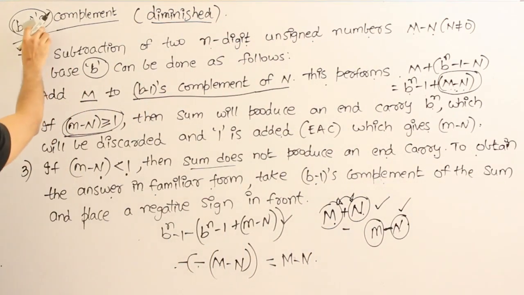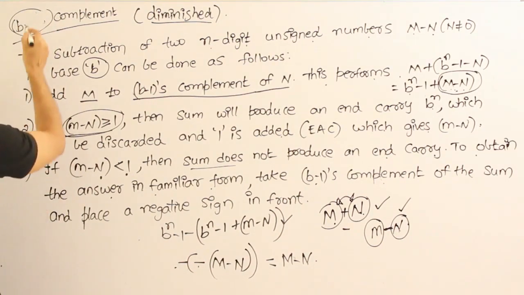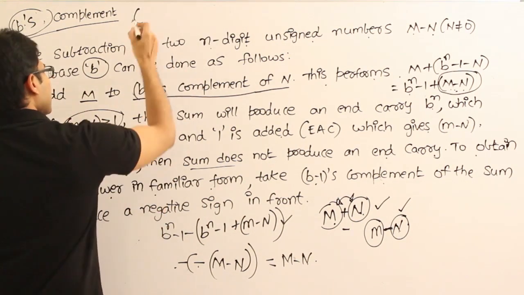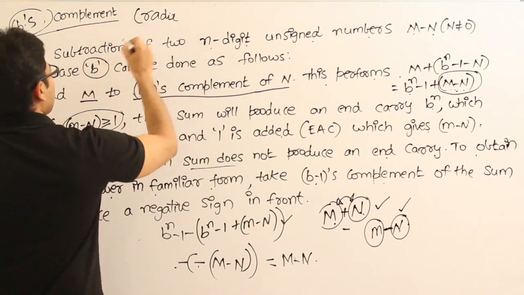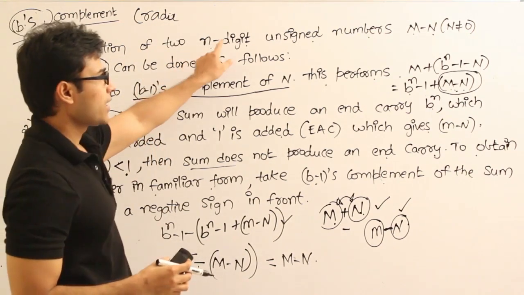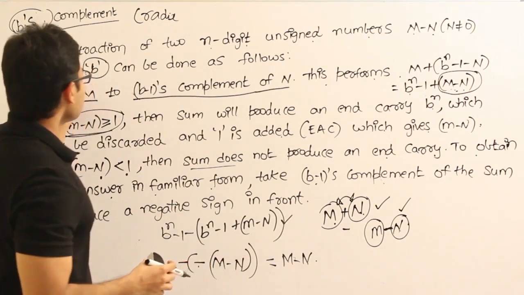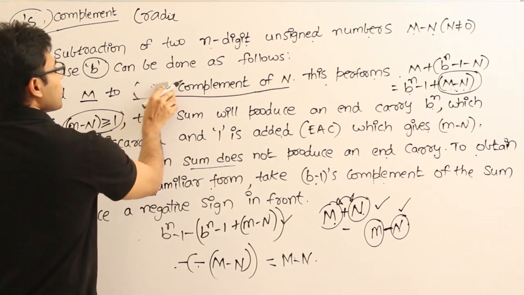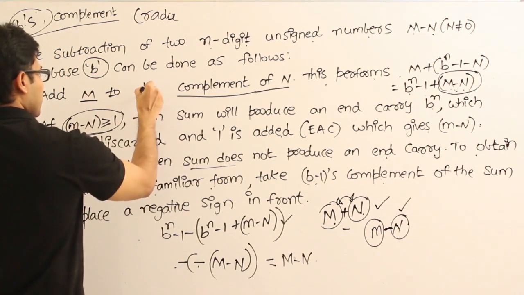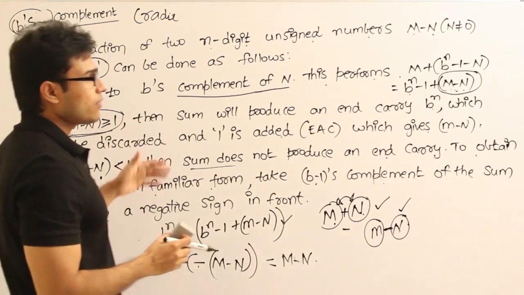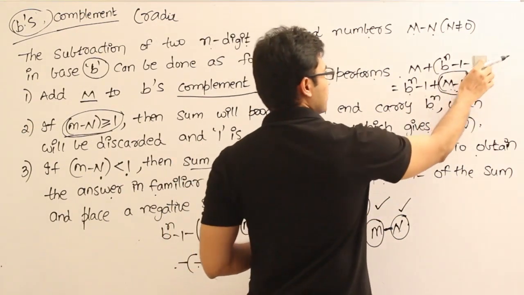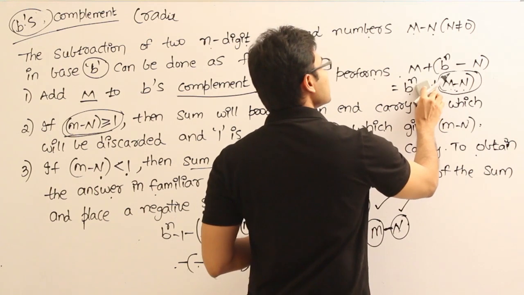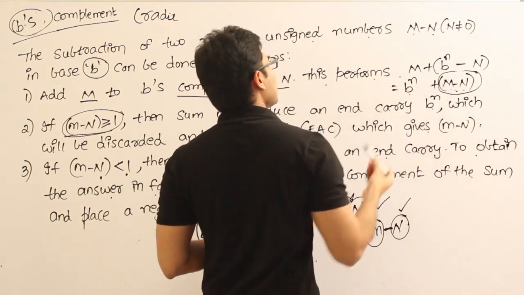In case of B's complement, which is nothing but radix complement, not diminished radix complement, the subtraction of n digit unsigned number m minus n in base B can be done as follows. Add m to the B's complement of n, not the b minus 1's complement. Then it performs the action m plus b power n minus n, which is equal to b power n plus m minus n.